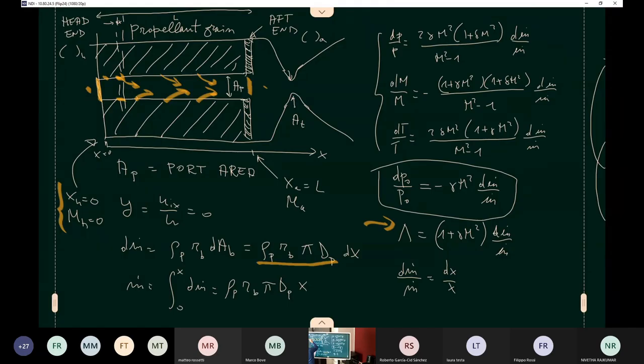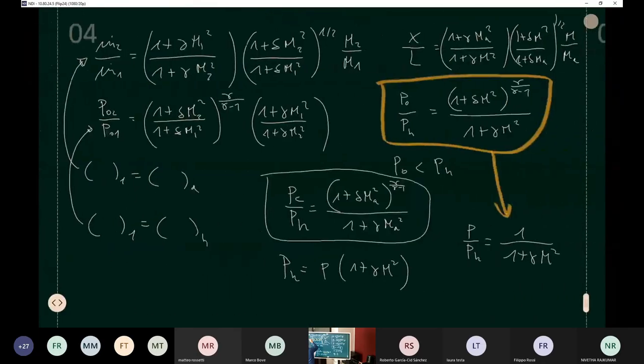So where do we expect higher burning rate? Of course, where pressure is higher, so here at the head end. And then in case of small port area, we can consider, let's say, an average burning rate, which is this one, and something which is actually decreasing as the burning rate. This is the average value, and this is the actual value.